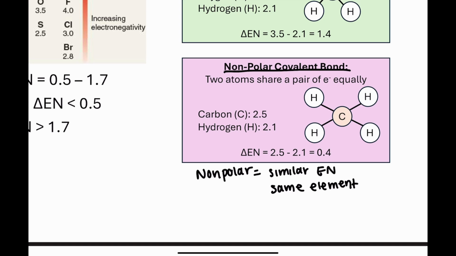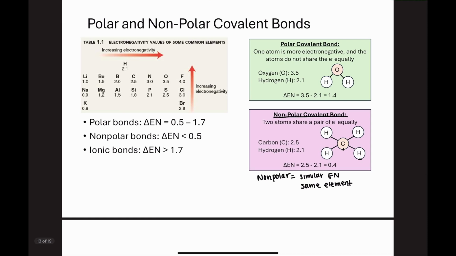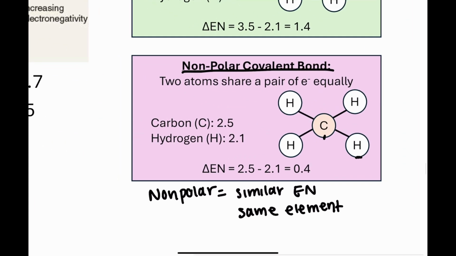In the example that we see here, we see carbon and we see hydrogens. Carbon and hydrogen have very similar electronegativities, which is what we're seeing here, 2.1 and 2.5. Because of these similar electronegativities, the bonds are nonpolar, because neither of these atoms is going to pull the electrons closer to itself, which is why we have a nonpolar covalent bond.